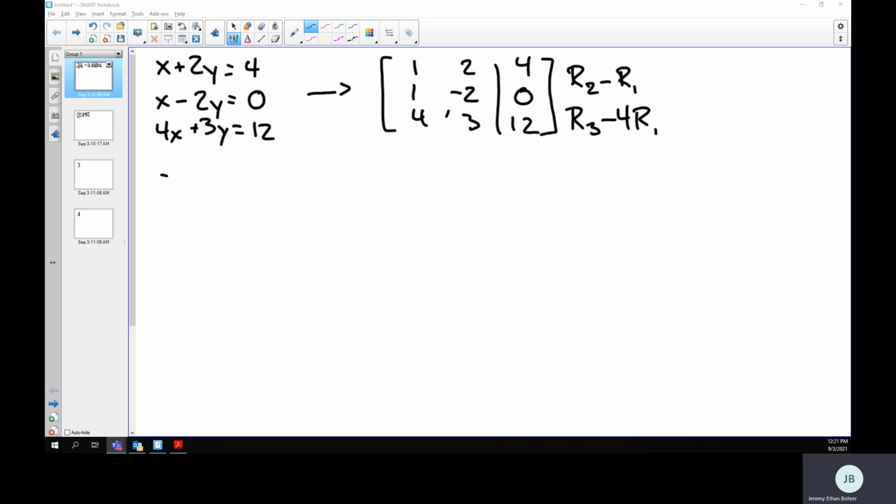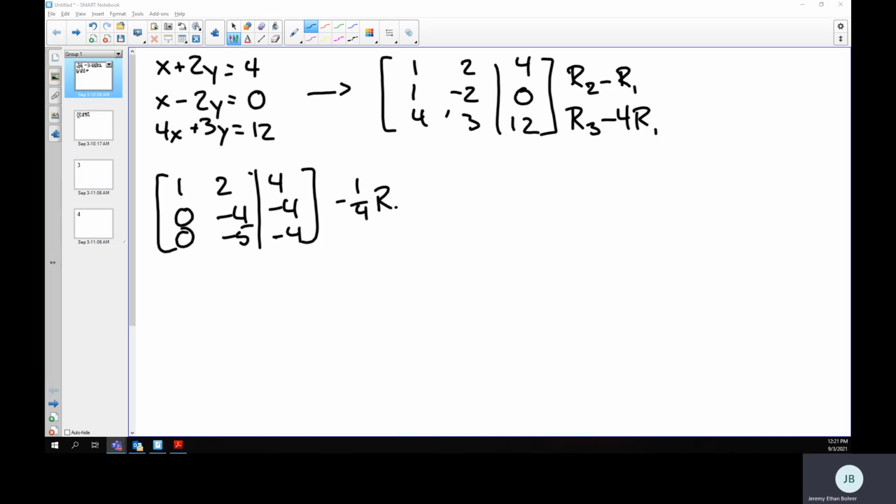This winds up with the matrix 1, 2, 4. Row 1 doesn't change. 0, negative 4, negative 4, and 0, negative 5, negative 4. There we go. Next, we will divide row 2 by negative 4. So we get negative 1/4 row 2, which gives us 1, 2, 4, still doesn't change. 0, 1, 1, 0, negative 5, negative 4.